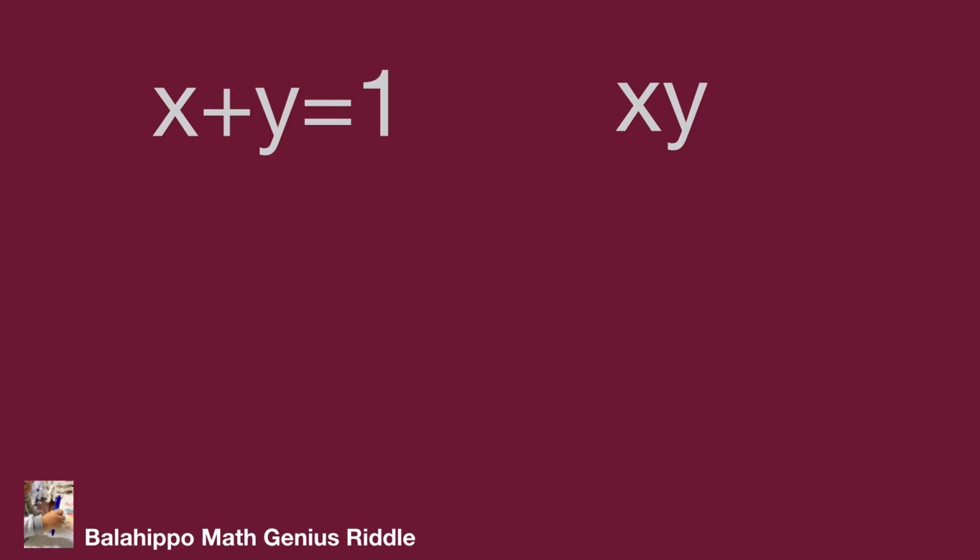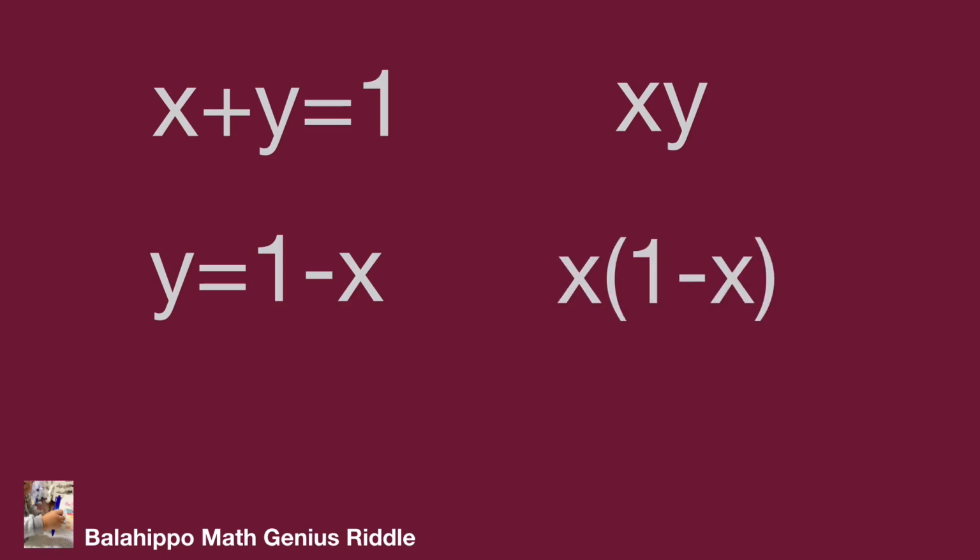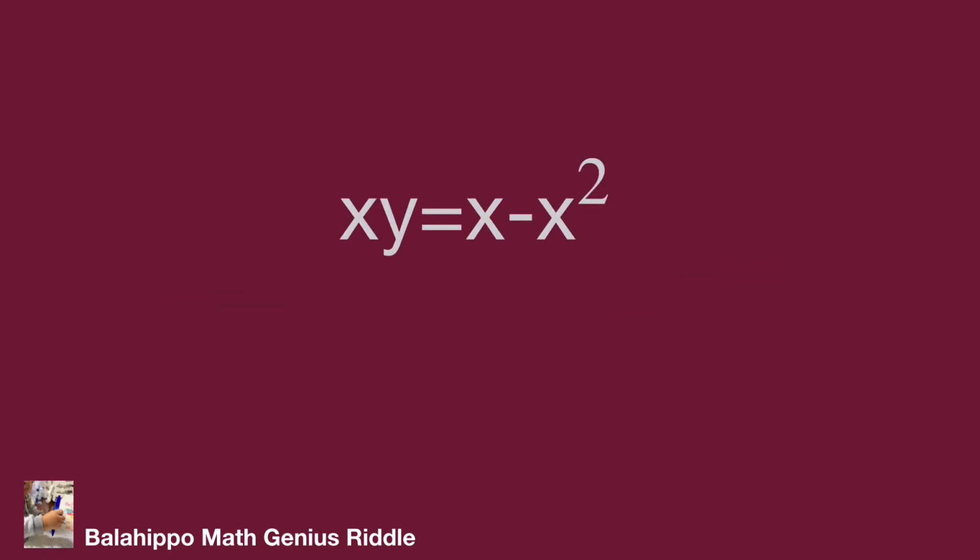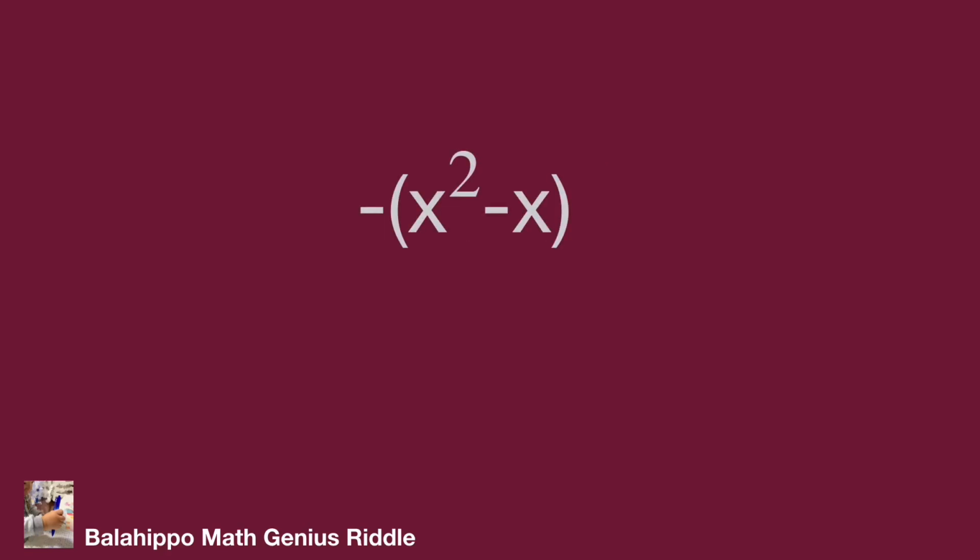Now let's dig out more. x plus y equals 1, then y equals 1 minus x. Substitute y by 1 minus x into x times y. Develop and get xy equals x minus x squared. Adjust the right side of the equation as minus bracket x squared minus x bracket. I'm going to generate a square.